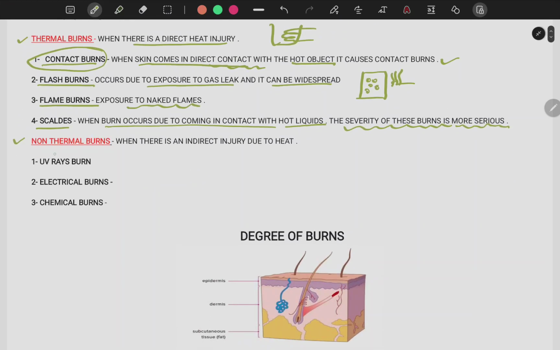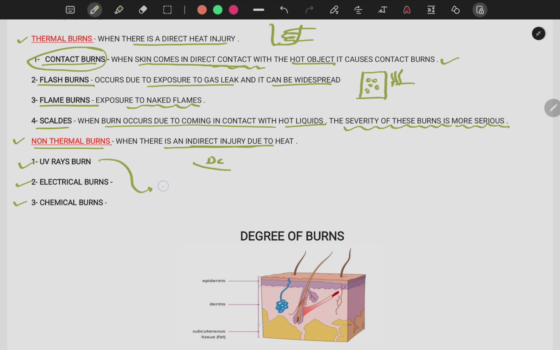Moving to the next type, that is the non-thermal burns. What are non-thermal burns? These are indirect injuries occurring due to heat. Here you are not having direct contact with the heated object. There is an indirect injury happening, like UV ray burns, electrical burns or chemical burns.